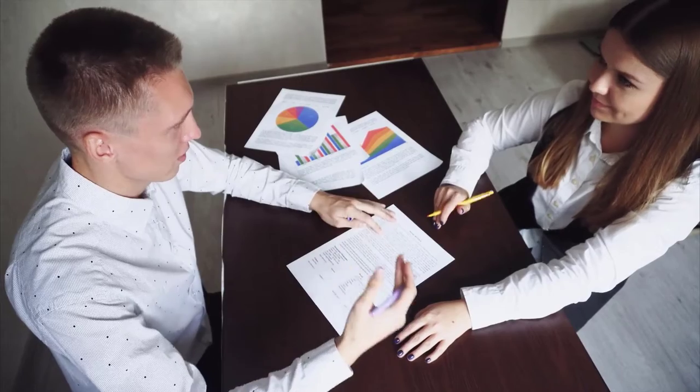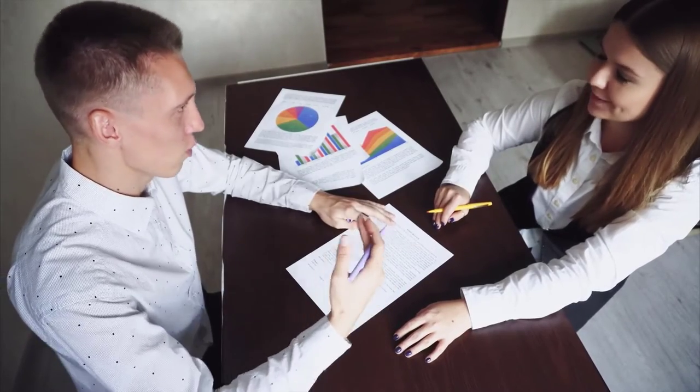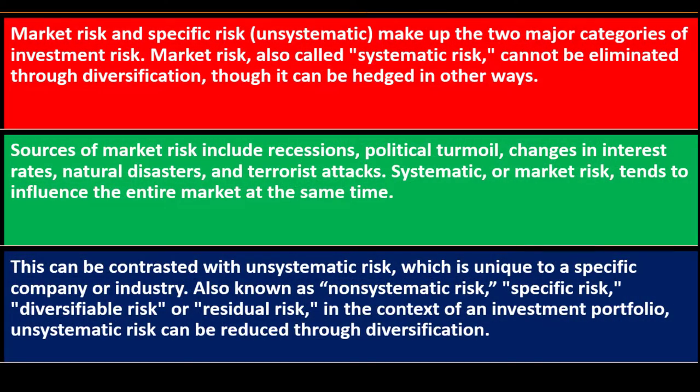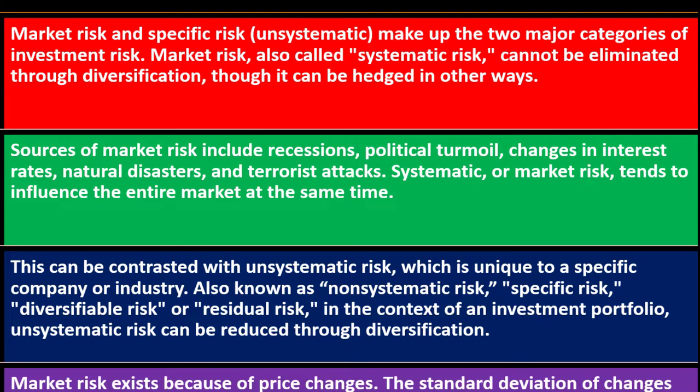Therefore, if we were to diversify within the market, then we can basically lower that type of risk through that diversification. So it's also known as non-systematic risk, specific risk, diversifiable risk, or residual risk. In the context of an investment portfolio, unsystematic risk can be reduced through diversification.